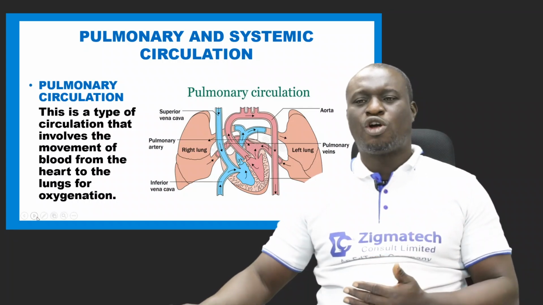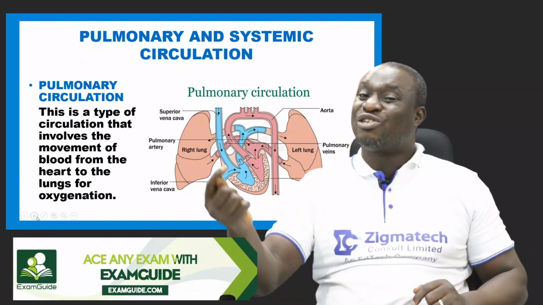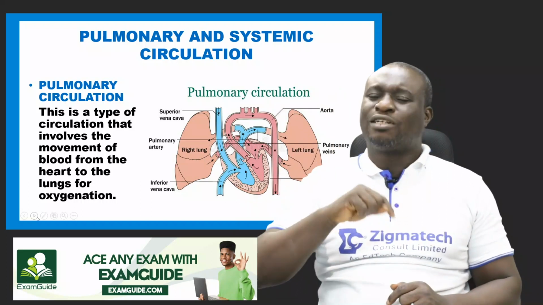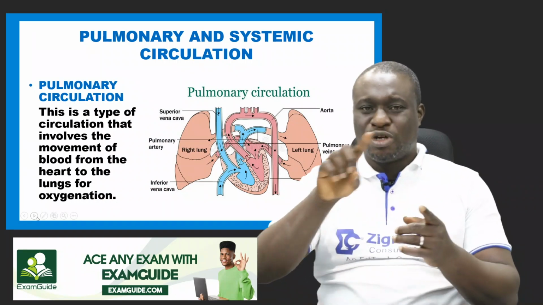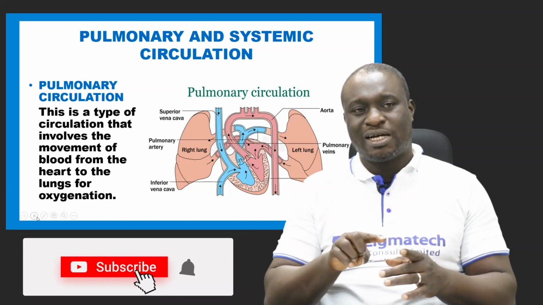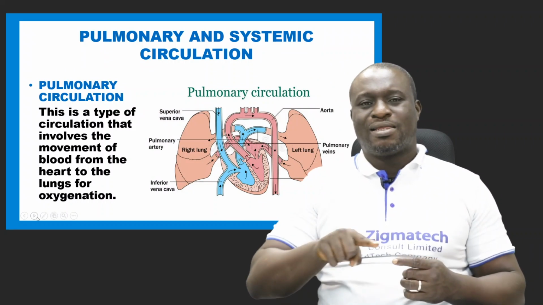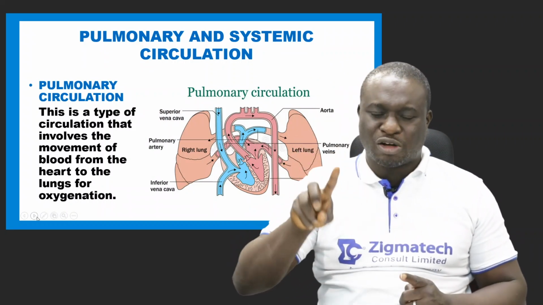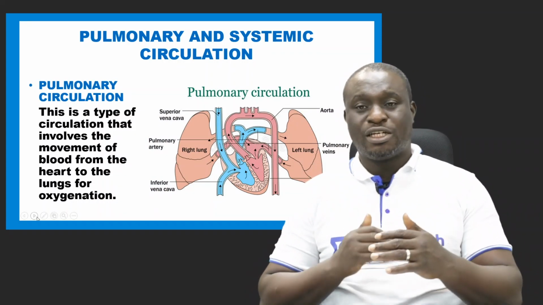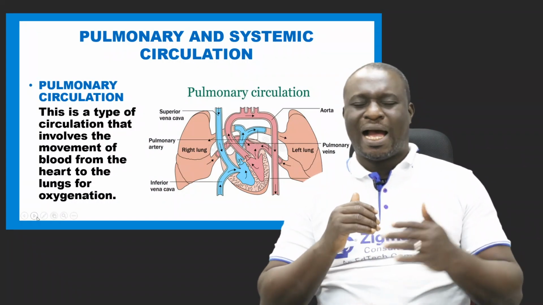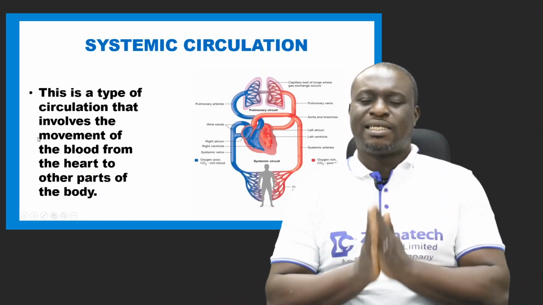You can see on the screen, blood moving away from the heart and getting to the lungs for oxygenation, and it returns from the lungs back to the heart. That circular movement from the heart to the lungs and back to the heart is what we call pulmonary circulation. Of course, the word pulmonary speaks of the lungs, so it has to do with the relationship between the lungs and the heart in terms of movement of the blood.